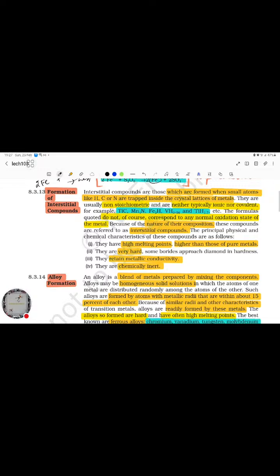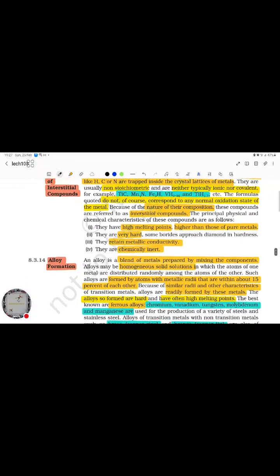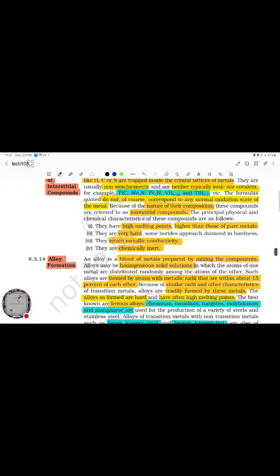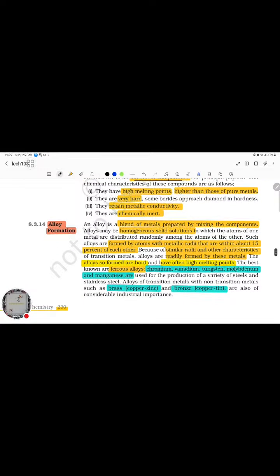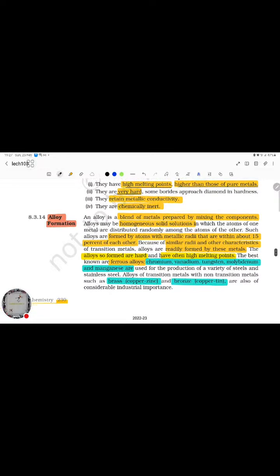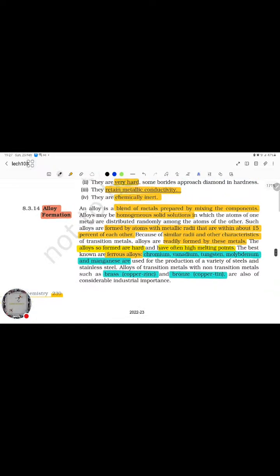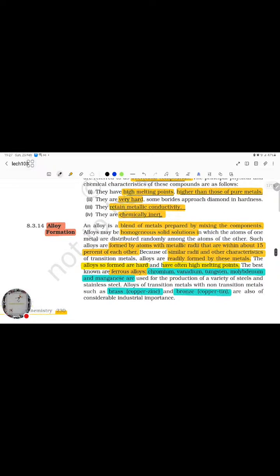Okay, fine. So for example, we have titanium carbide. The formulas quoted do not, of course, correspond to any definite composition, and because of the nature of their composition, these compounds are referred to as interstitial compounds. The principal physical and chemical properties are that they have high melting points, higher than those of pure metals, and they are very hard. They retain metallic conductivity, and they are chemically inert. So basically they are hard, have metallic conductivity, are chemically inert, and have high melting points higher than the pure metals.